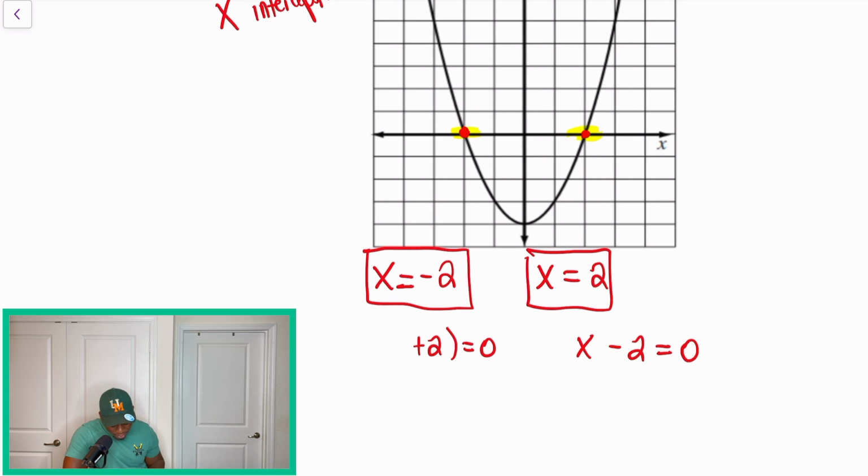But the last thing we want to do, we're going to be talking about the vertex. So let me just erase this right here. All right, so now we're talking about the vertex.